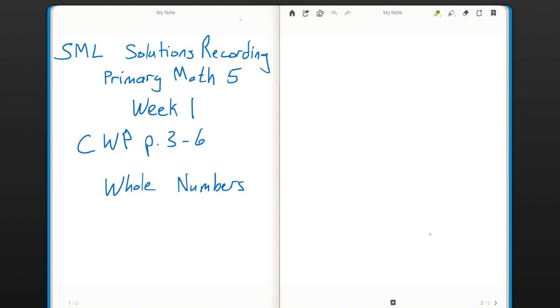This is the very first week and the very first recording for the Primary Math 5 class, and I'm going to work first in the challenging word problems, pages 3 through 6 on whole numbers. These are the ones that are assigned for your student to do sometime during the first week of class.